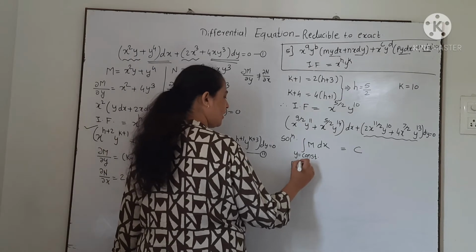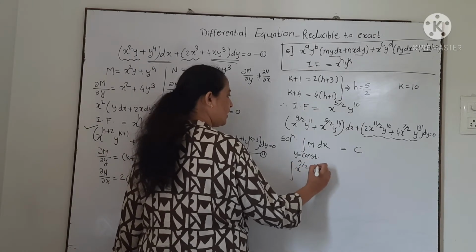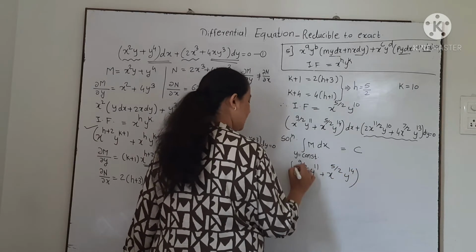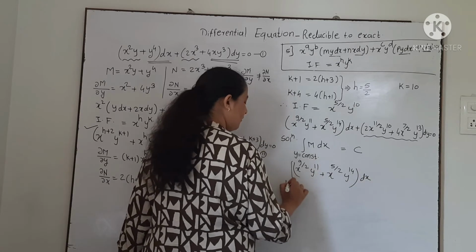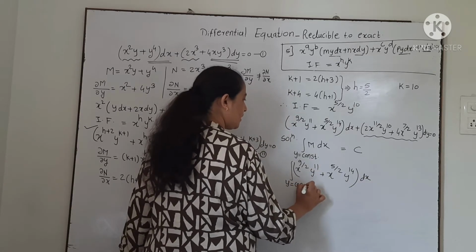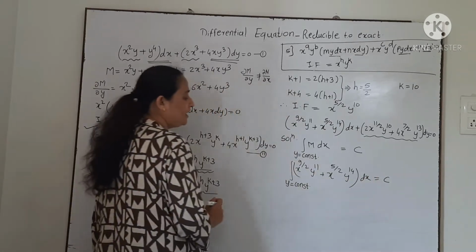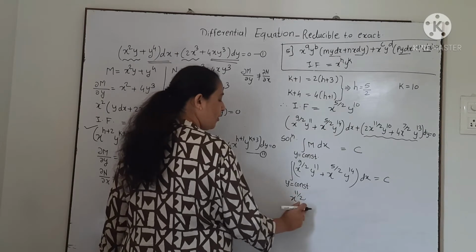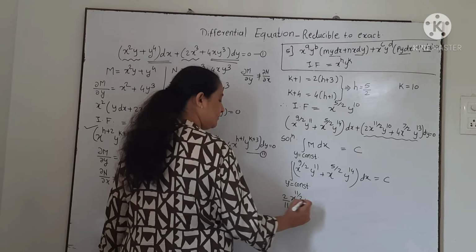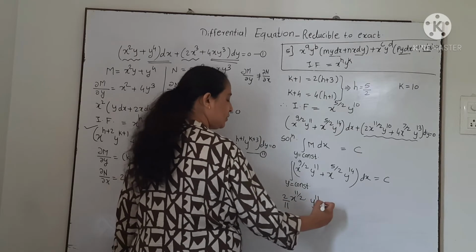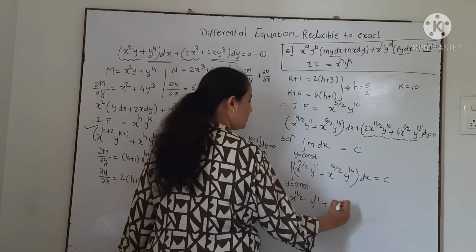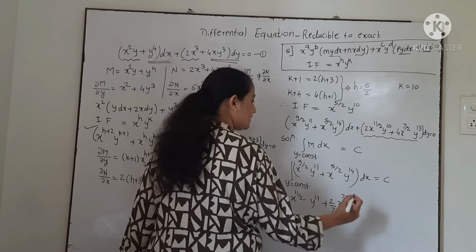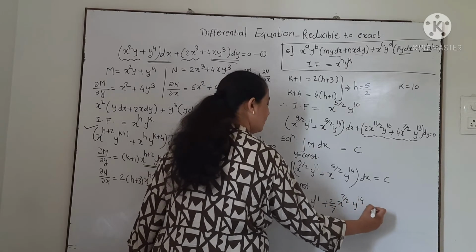That is integral of x raised to 9 by 2, y raised to 11 plus x raised to 5 by 2, y raised to 14 dx. We are treating y as constant equal to c. If we integrate this, integral of x raised to 9 by 2 is x raised to 11 by 2 upon 11 by 2, or we can say 2 by 11, y raised to 11 as it is, plus integral of x raised to 5 by 2 is x raised to 7 by 2 upon 7 by 2, or we can say into 2 by 7, y raised to 14 equal to c.